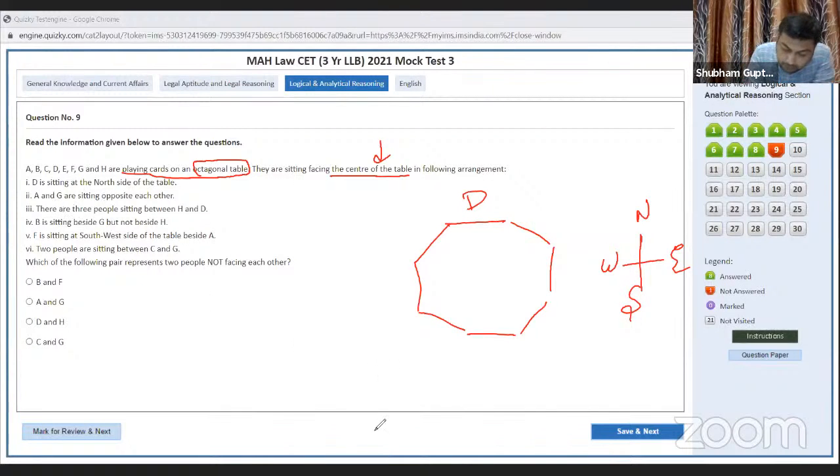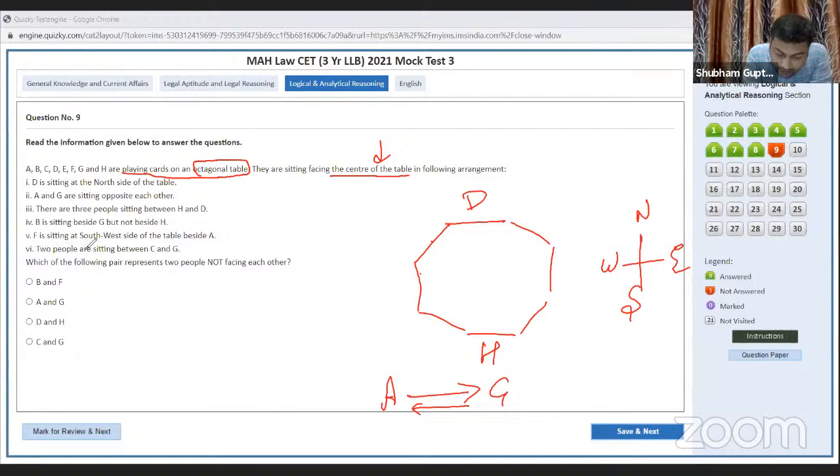A and G sit opposite to each other. So wherever E sits, opposite would be G. And wherever G sits, opposite would be A. There are 3 positions between H and D. So let's count 3 positions. 1, 2, 3. So he should be opposite in both cases. So H should be here. B is sitting beside G but not beside H. So B cannot come at these 2 positions, but let's wait.